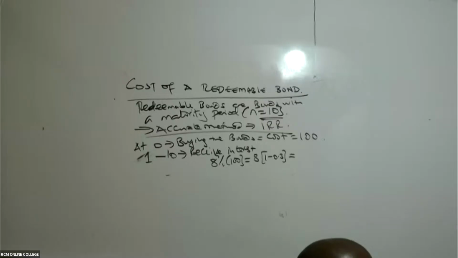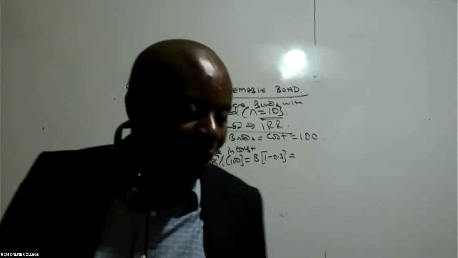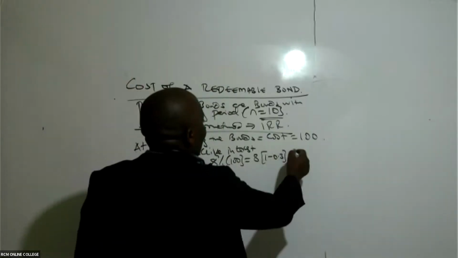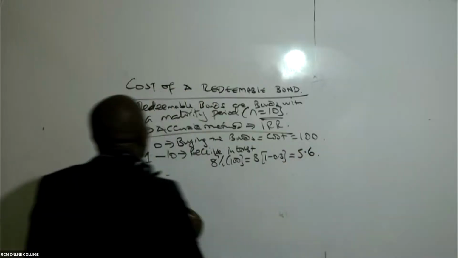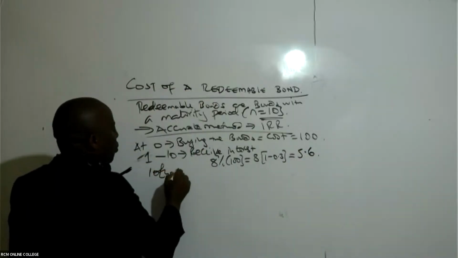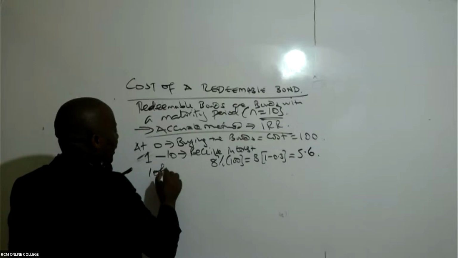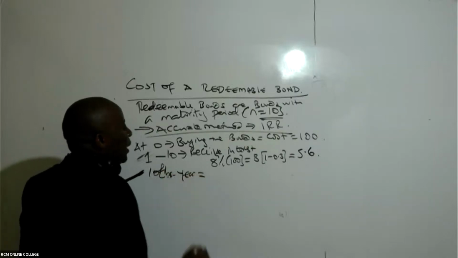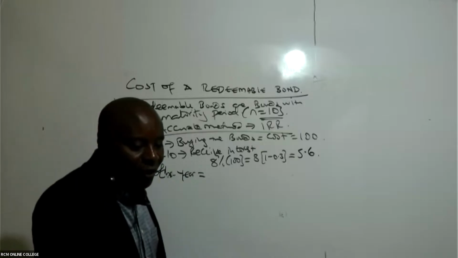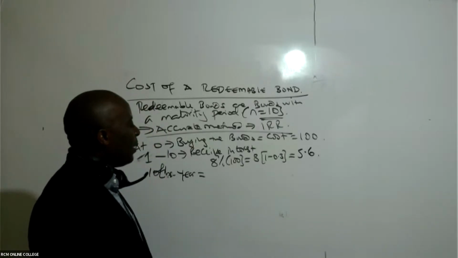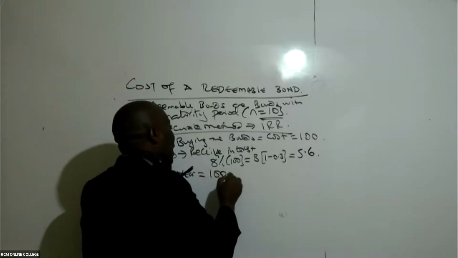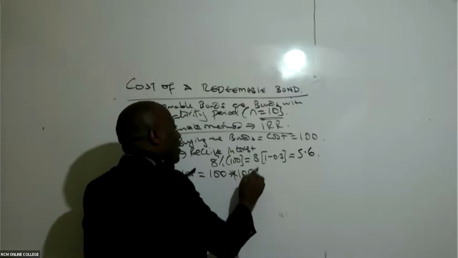So 5.6, right? Here I will be receiving 5.6. And then what will happen on the 10th year? The 10th year is the year of redemption. So remember, on redemption, I'm going to get back my par, but at a premium.